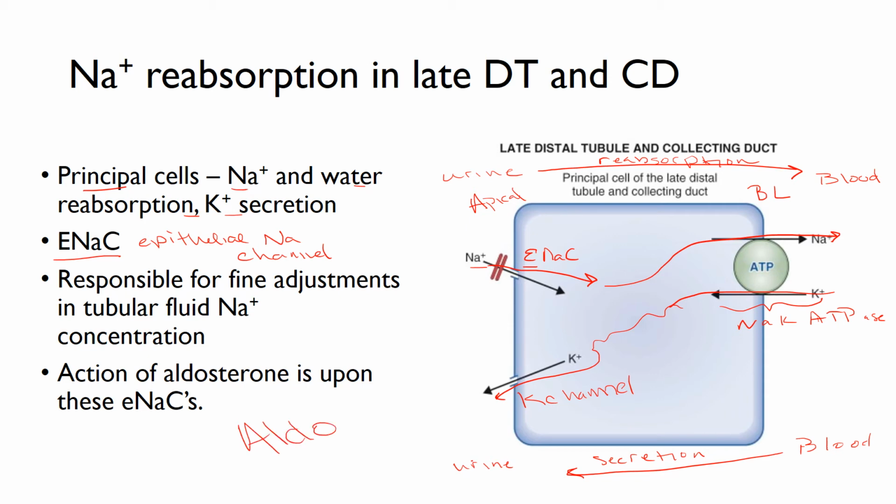and its function in terms of stimulating sodium reabsorption, it acts on principal cells. It does so by stimulating this epithelial sodium channel. So the action of aldosterone is on these epithelial sodium channels.